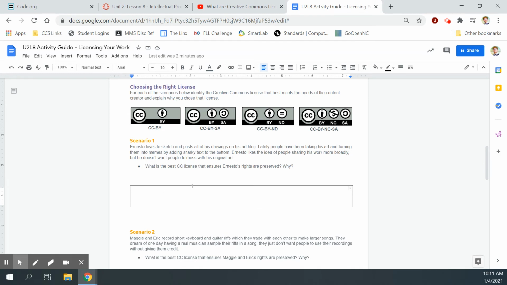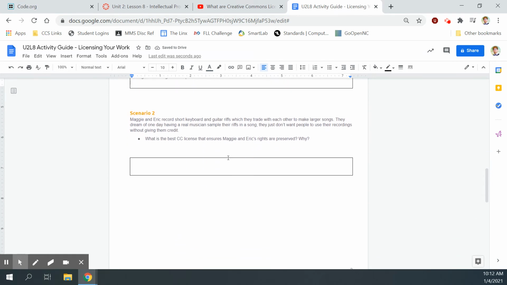Well, he should probably use non-derivative, right? So he should use CC hyphen by ND. And we'll say Ernesto should use this Creative Commons licensing to let people know he doesn't allow anyone to make changes, if I can type today, to his original work. All right. Scenario 2.